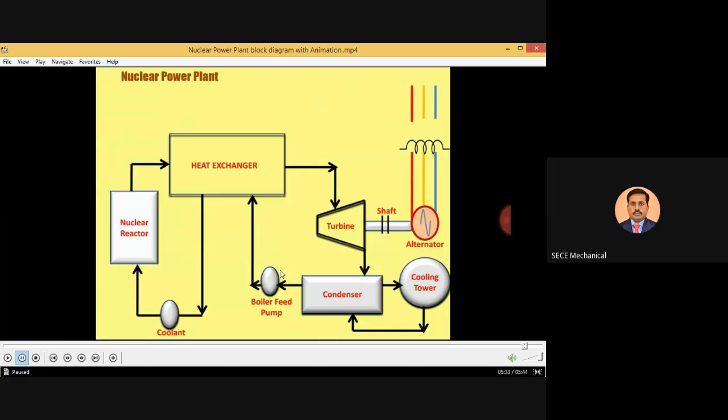Next class we are going to see the different types of nuclear power plants and how the nuclear fuel, that is uranium-235 material, is stored in the nuclear reactor. That we will see in the next class. Okay, so up to this we covered the concept, that is the working principle of a nuclear power plant.